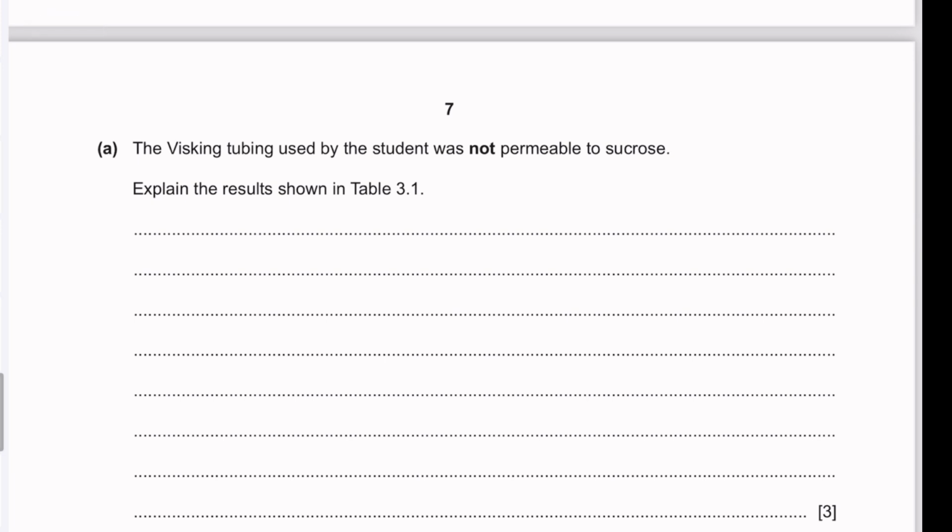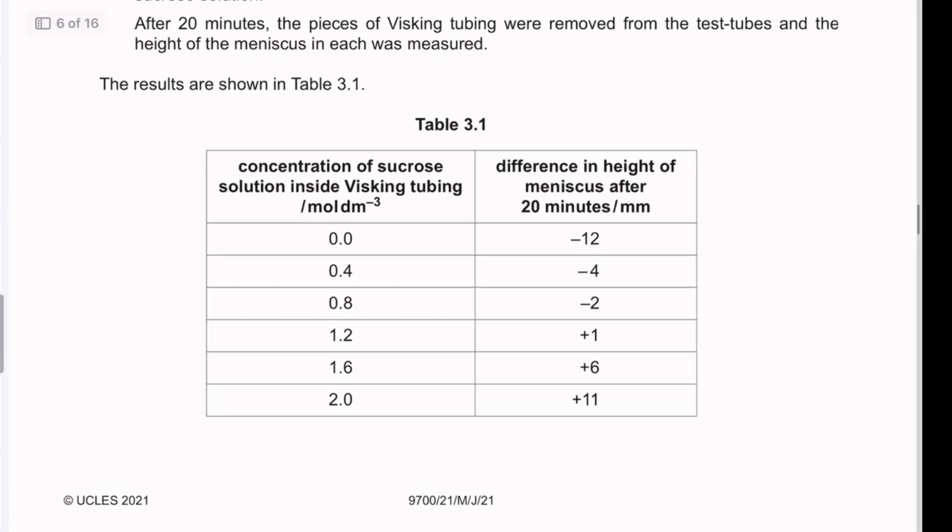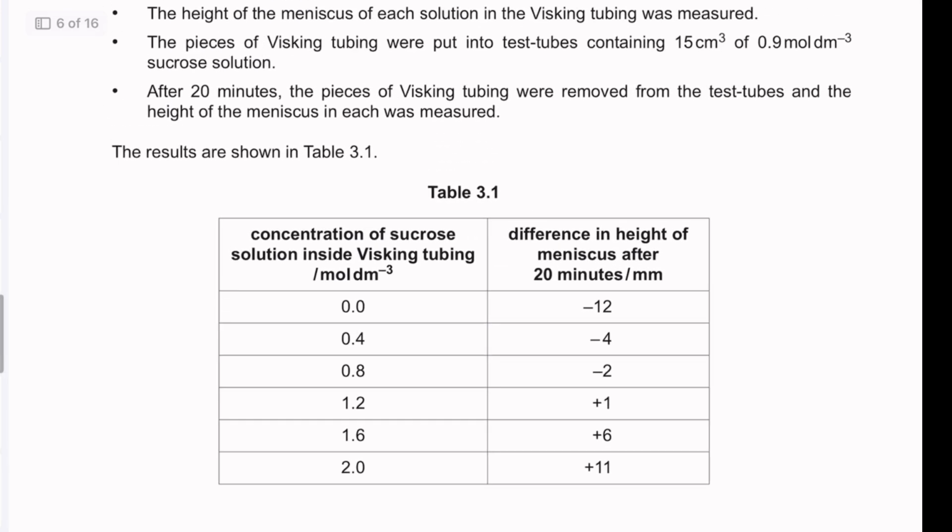Okay, the whisking tubing used by students was not permeable to sucrose. Could you explain the results in table 3.1? Okay. Whisking tubing was not permeable to sucrose. How do you explain the results? Okay, so here in order for us to explain it, we need to just describe osmosis, how it happens. We need to explain why the water movement moves in the way it does according to osmosis.